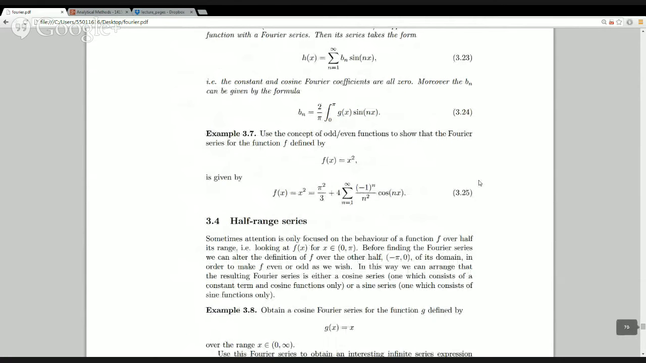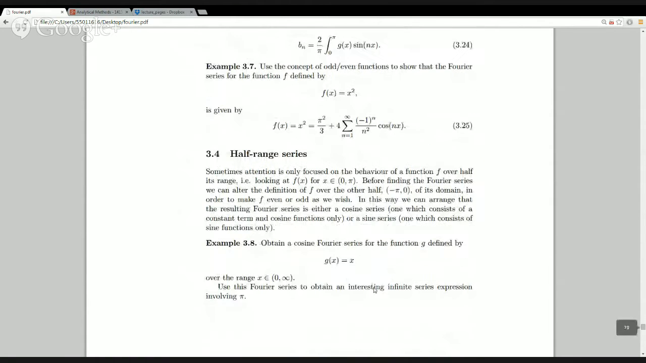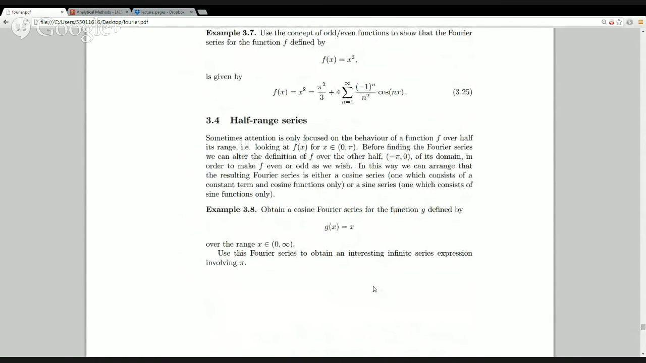Just a brief mention of what we did last time. Last week we were looking at the Fourier series of even and odd functions. And we also introduced in section 3.4 the notion of half-range series.